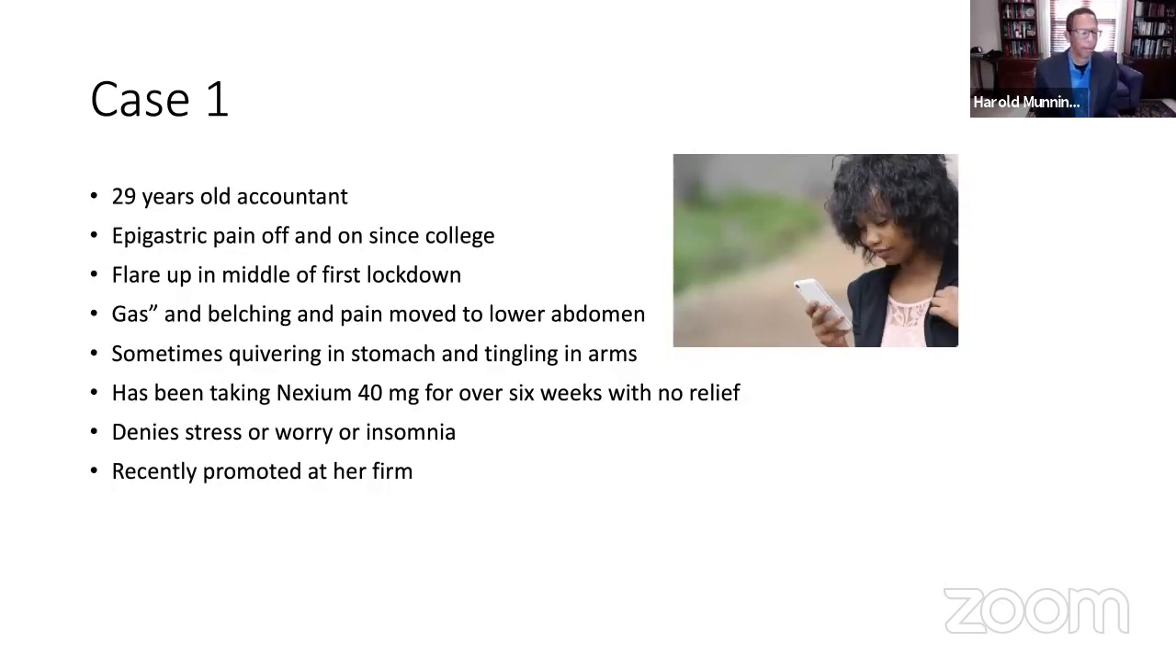So let's look at a case. We have a 29-year-old accountant, and she complains of epigastric pain off and on, and she's had it since college, but she's gotten worse since the imposition of the first emergency orders that locked us down. Her primary complaints right now are gas and belching. The pain has also moved to her lower abdomen. She sometimes has quivering in her stomach and tingling in her arms.